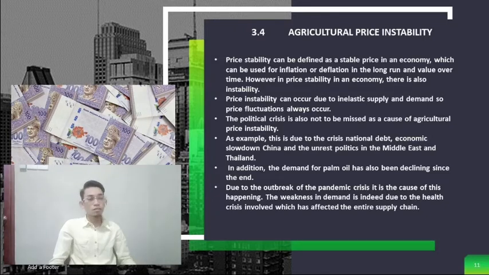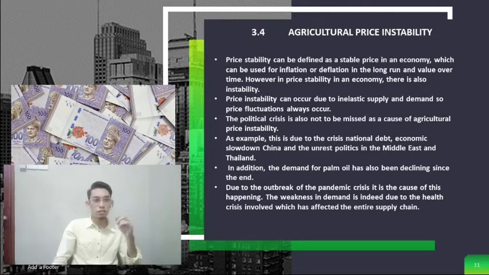In addition, the demand for palm oil has also decreased since the end. It indirectly makes the price go down due to the outbreak crisis of COVID-19. The weakness in demand is indeed due to the health crisis, which has affected the entire supply chain. Other than that, most workers had to be laid off in order to reduce the budget for wages. This indirectly affects the decrease in palm oil production because they don't know when to do the work.